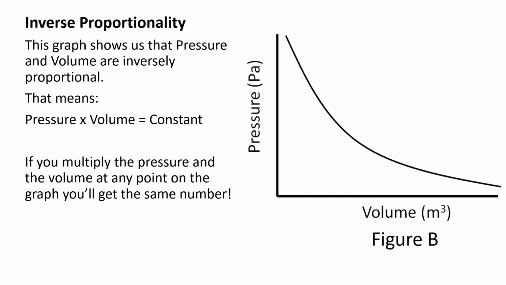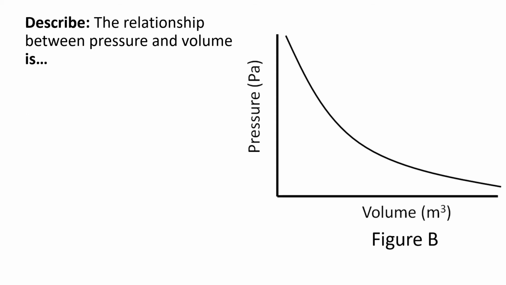You may recognize this graph from maths. It shows inverse proportionality. This graph shows us that pressure and volume are inversely proportional. Now you need to know and understand that this means pressure times volume will be constant. So if two things are inversely proportional, it means when you multiply them together, they give you a constant value. So if you multiply the pressure and the volume at any point on the graph, you'll get the same number. Describe the relationship between pressure and volume.